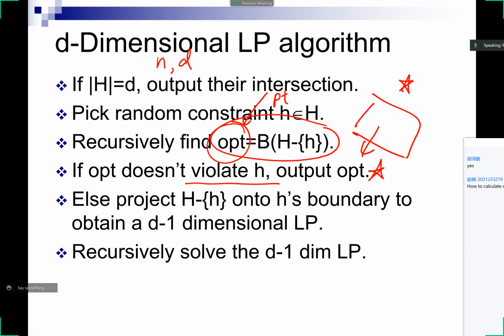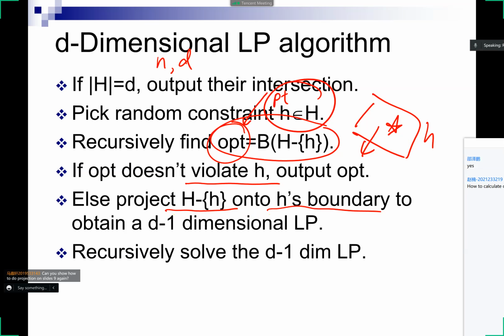And if it violates the constraint, if we're in the first case over here, then we know that this h is actually a tight constraint, and the actual optimum, when you want to satisfy all these h constraints, has to be somewhere on h. On this little h. And so that's why you're going to project all of these other constraints onto h's boundary. Does that make sense?